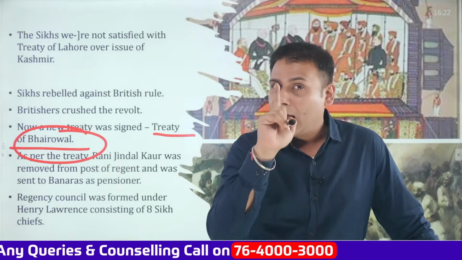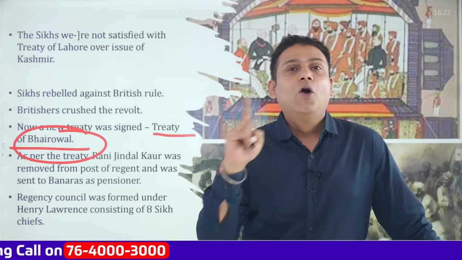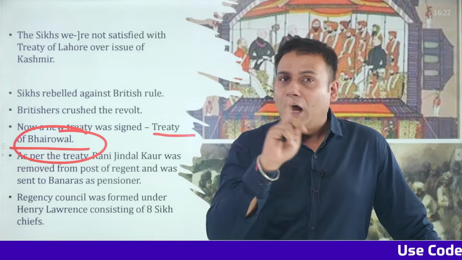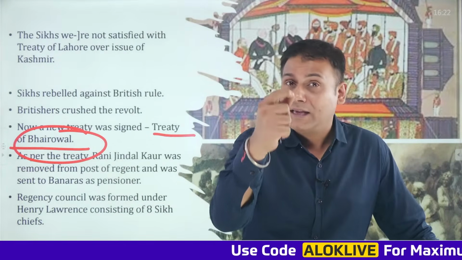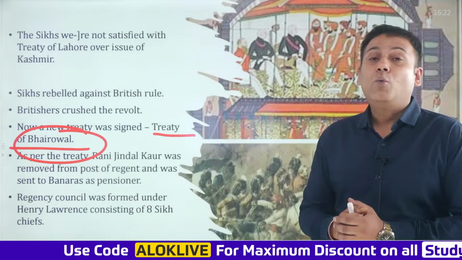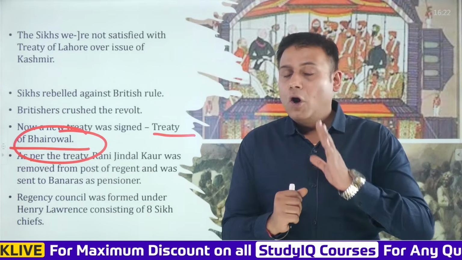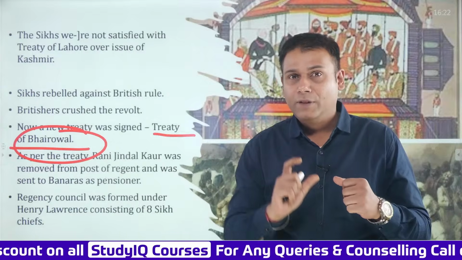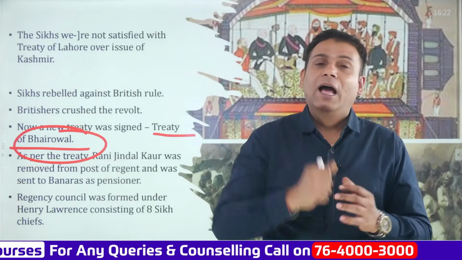Okay, I repeat, after the First Anglo-Sikh War, the Treaty of Lahore was signed in March 1846. As per the Treaty of Lahore, a war compensation of 1.5 crore rupees was imposed on the Sikh Empire. Initially, the Sikh Empire under Maharani Jindal Kaur paid 1 crore rupees to the English East India Company. Since they were not able to pay the entire amount, the Company took the region of Kashmir from them and sold it to Maharaja Gulab Singh for 75 lakh rupees.